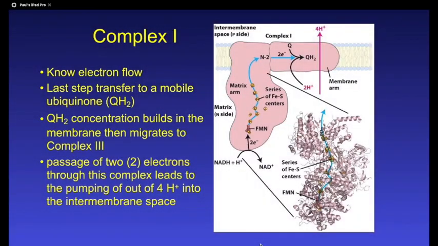Okay? The last step, it says here, the QH2 floats out and into the membrane, and I create a very large concentration of QH2 in the membrane. That means I have a lot of energy floating in the membrane, and that energy can then travel to the next entity. Okay? So for every 2 electrons that flow through, 4 protons are pumped.